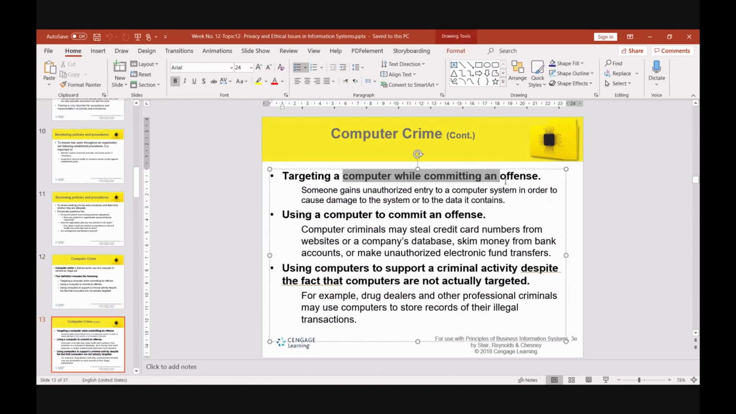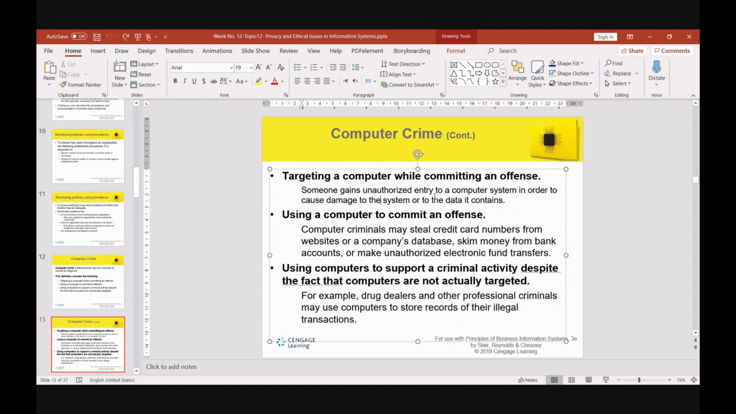So, targeting a computer while committing an offense. Our target is the computer. I want to hack your computer. In general terms, we use this terminology: someone gains unauthorized entry to a computer system in order to cause damage to the system or to the data it contains. So our target is to destroy the data, to fail the computer, to fail the hard disk or any program or any data. How could we do this? We can simply get access to that computer and try to damage it. This is one type of computer crime, like when you do hacking normally.